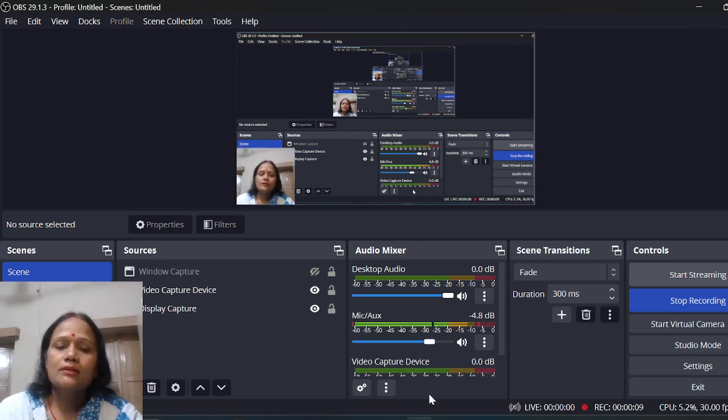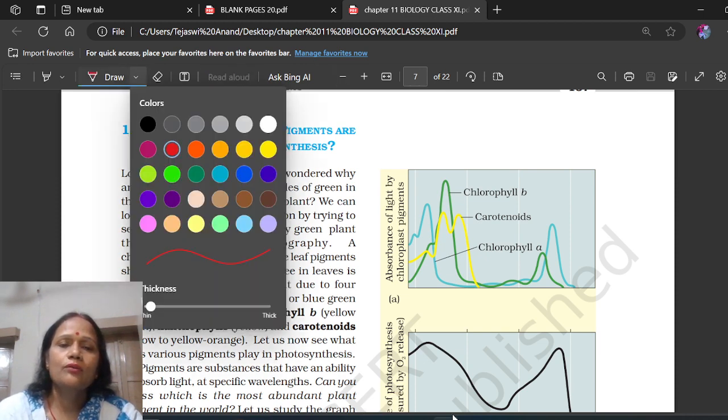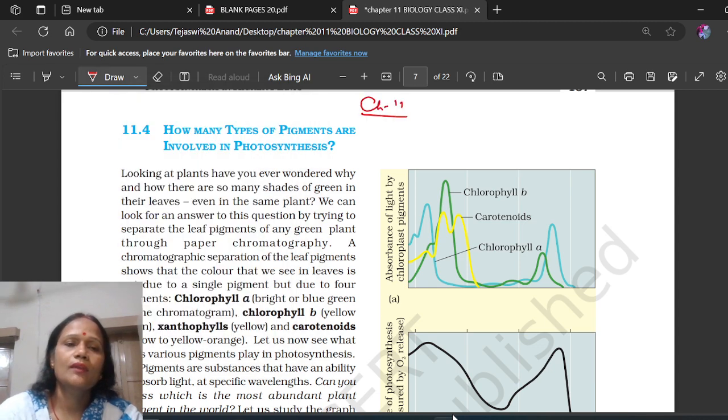Today we are going to discuss Chapter 11. We are going to continue because we have already started this chapter yesterday. Yesterday we discussed photosynthesis, and after that we studied the light reactions and dark reactions also.